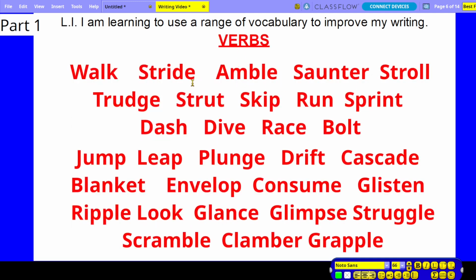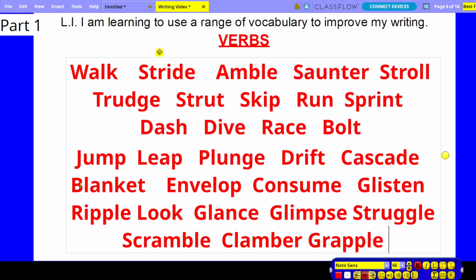Verbs, on the other hand, they're just actions. Walk, stride. Now, of course, these can end in ing, walking, striding, or they could be in the past tense as well. Walked, strode, ambled. So with a D on the end, they're still verbs. So whether it is walk or walking or walked, they're all still verbs there.